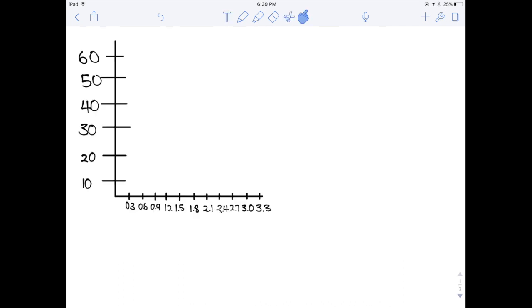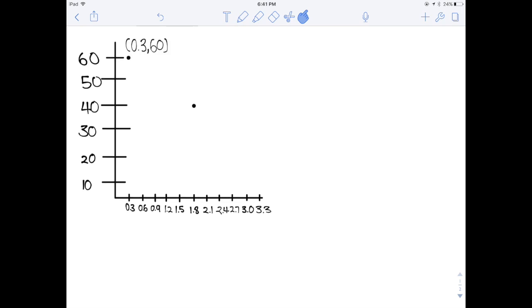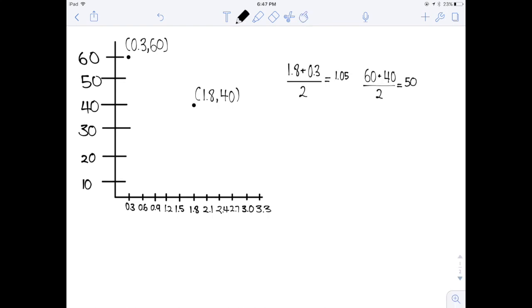So first, we can start by graphing by plotting down the y-axis from 10 to 60 with increments of 10, and then the x-axis from 0.3 to 3.3 with increments of 0.3. And using the information from the problem, we can graph the points (0.3, 60) and (1.8, 40). To get the point in between, we add both of the x values and divide by 2, and then both the y values and divide by 2. So then we get (1.05, 50).